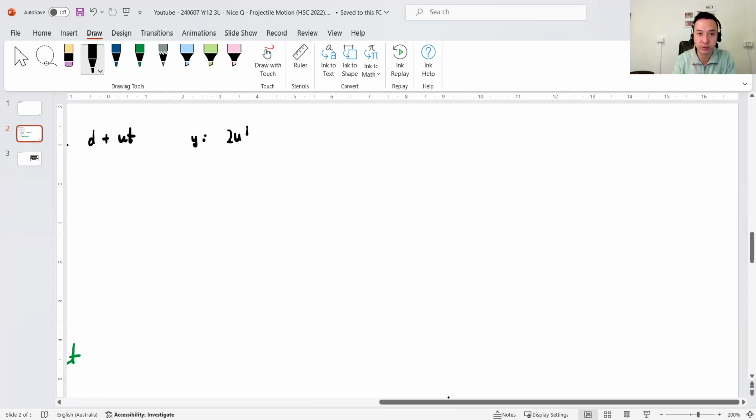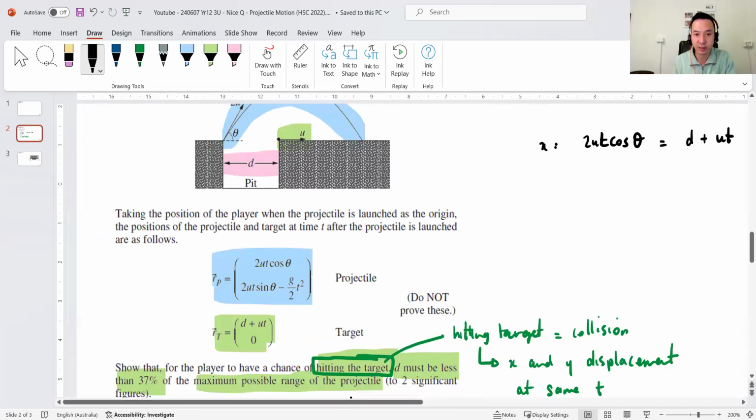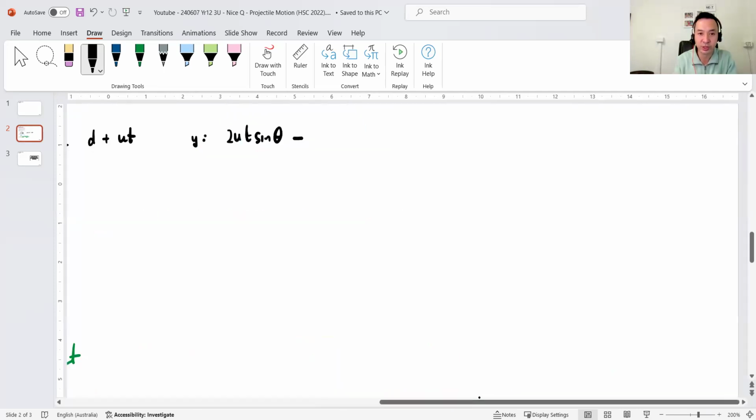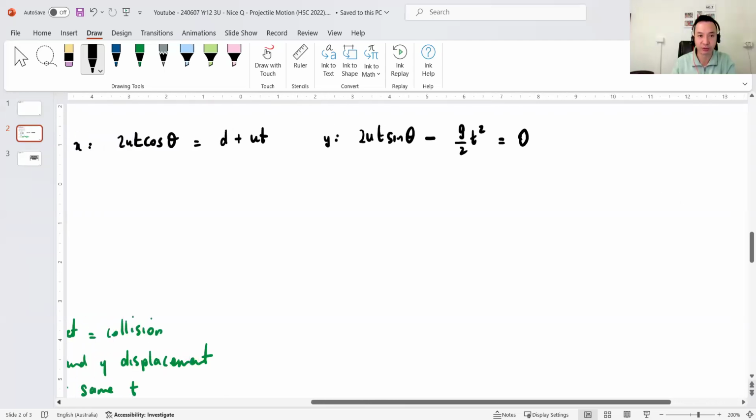2u sine theta minus half t, a half g t squared. So that equals 0, right? 0, because the target is on the plane. All right. Now, with that in mind, let's see if I can simplify the algebra.